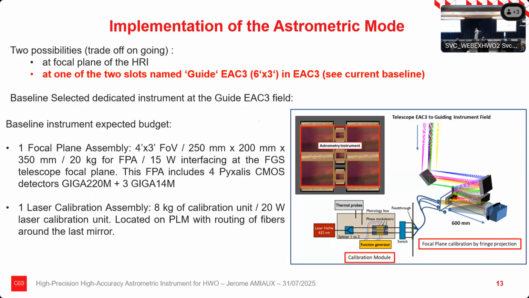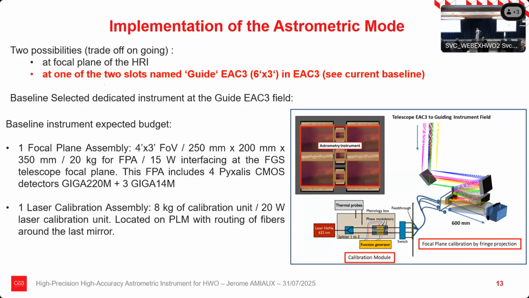Yes, it's moving. And here you've got the final assessed preliminary design with the focal plane, the fiber assembly, which has been assessed with a total volume of 250 millimeters by 200 millimeters by 350 millimeters, about 20 kilograms for the FPA and 15 watts, interfacing at the FGS telescope plane. This FPA includes 4 Pixelis CMOS detectors, Giga 220 megapixel and 3 Giga 14 megapixel.